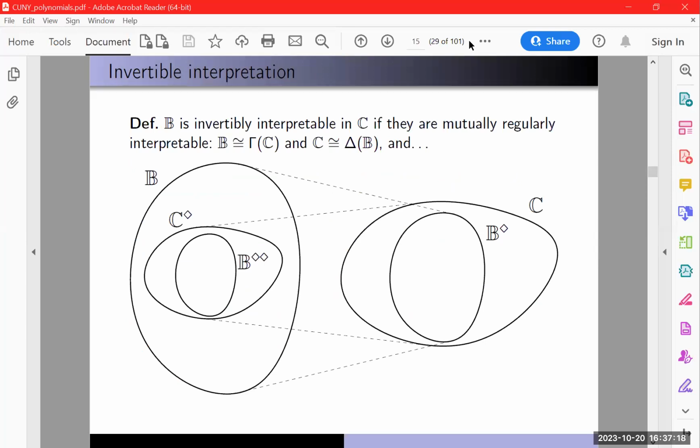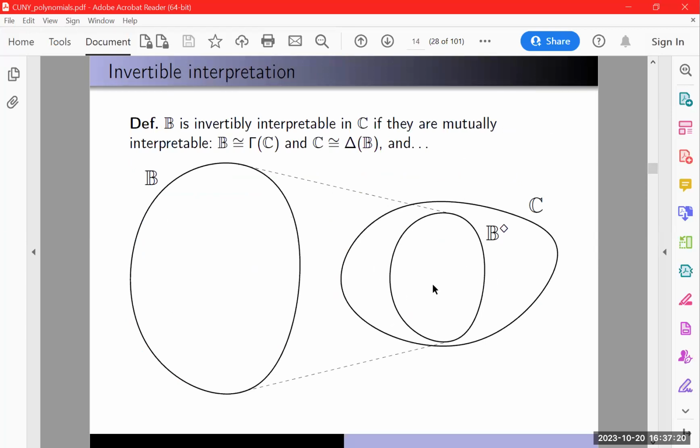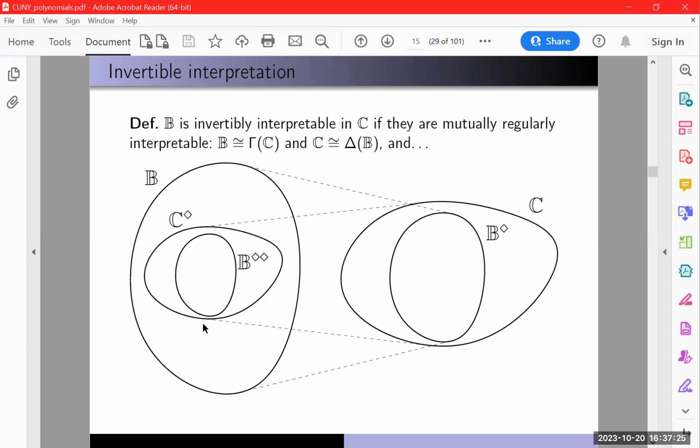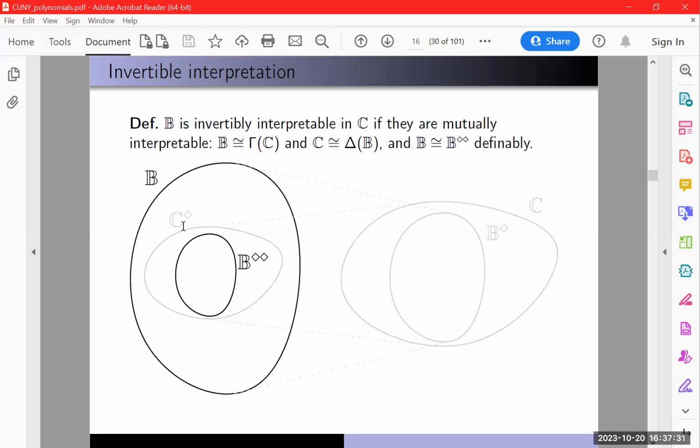So we can draw this picture. There is a copy of B inside C by interpretation gamma. And then by interpretation delta, we can take all this and put it inside B. The condition that we need is that this little twice-interpreted copy of B has to be definably isomorphic to B itself. Now, if we had this in both directions, so if we also had a copy of C sitting definably here, then this whole thing would be called bi-interpretation. Here we only require half of that.